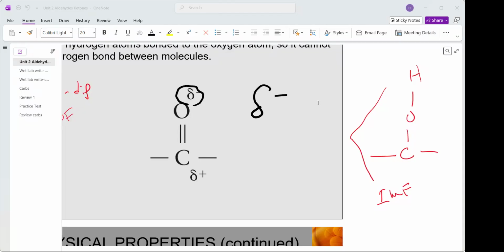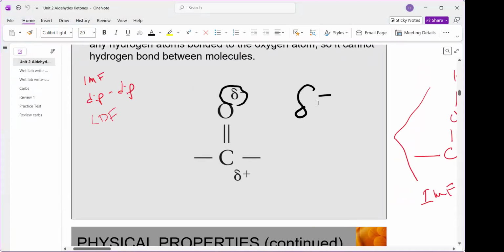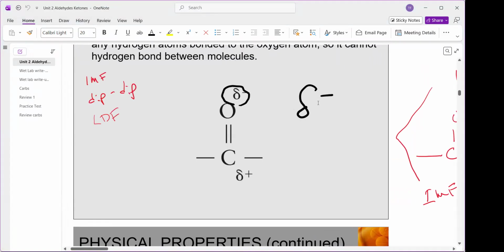Okay, I want to pick up sort of where we left off on unit 2.